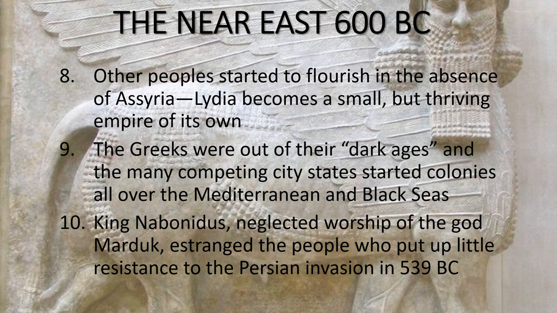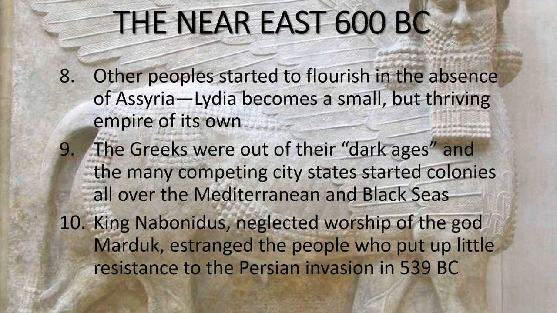So Lydia becomes a small but thriving empire of its own. That's there in modern day Turkey. The Greeks were out of their dark ages and many competing city-states started sending colonies all over the Mediterranean and the Black Seas. And then King Nabonidus, he was the last of the kings for Neo-Babylon.